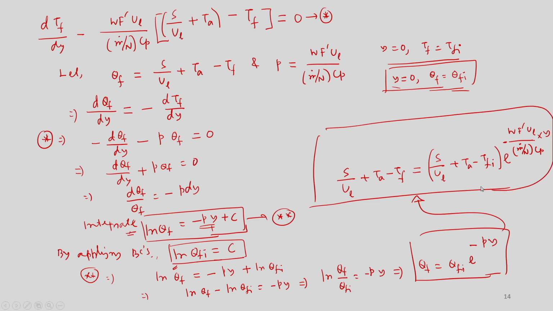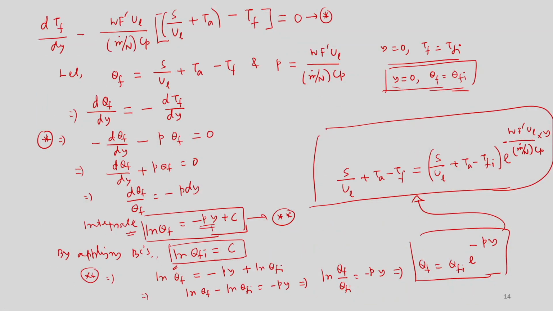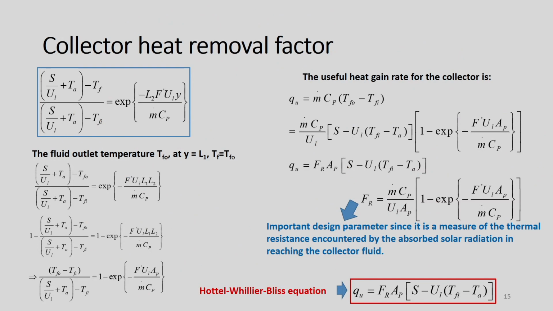Now move to the next slide. If we divide both the expressions by s minus u l plus T A minus T F I, then what we will have? This divided by this will be this part. So that is how we will show here. This fluid outlet temperature. One more thing I missed here: as I know, N into W is L2, which is applied here.